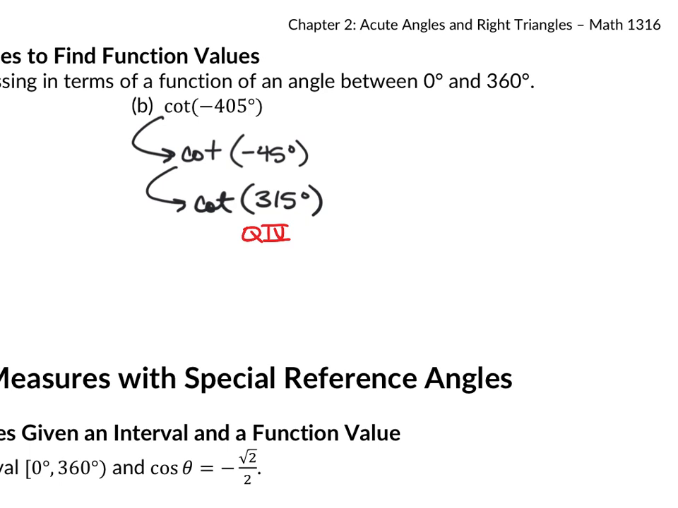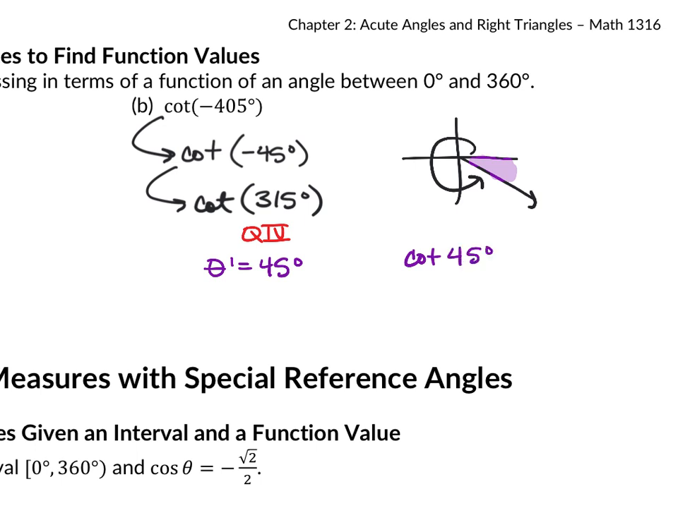If my angle is 315, yeah, it would look like this. I think we've already done this one. That means that my reference angle here, theta prime, would be 45 degrees. So what is the cotangent of 45 degrees?